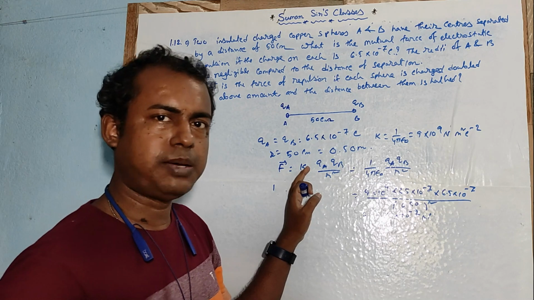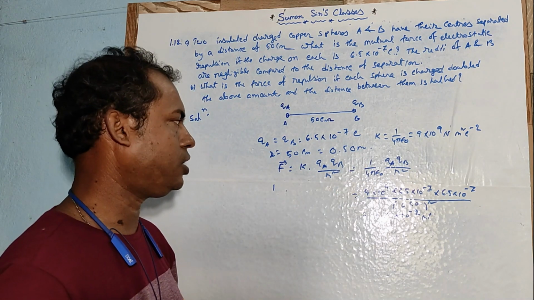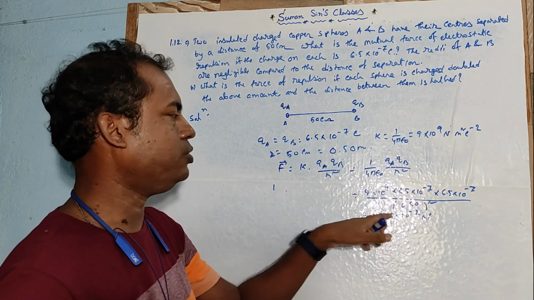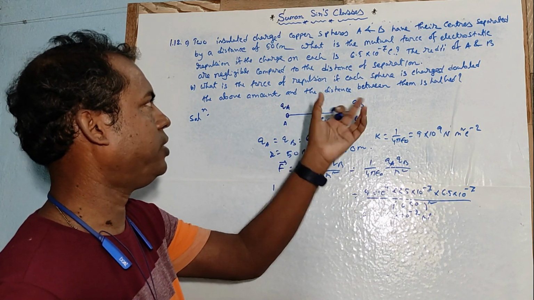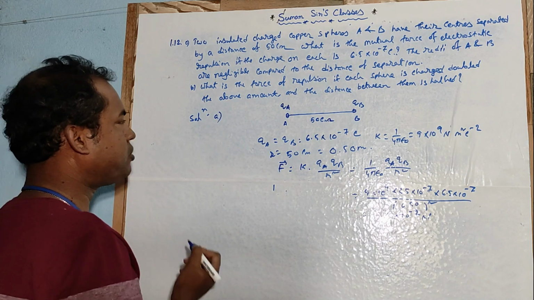K for the CGS system has value 1, but for the SI system the value is 1 by 4 pi epsilon naught, and 1 by 4 pi epsilon naught is 9 into 10 to the power 9. Putting all these values we can easily find the electrostatic force between the two charged bodies QA and QB. So this is the answer of question number A. Now we move to question number B.